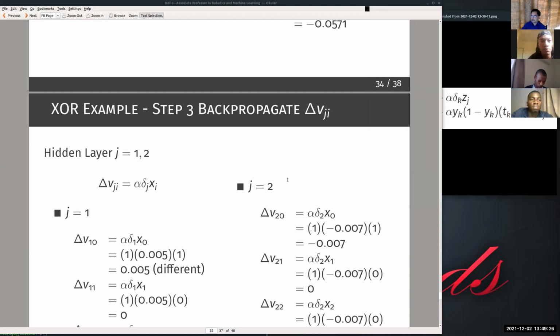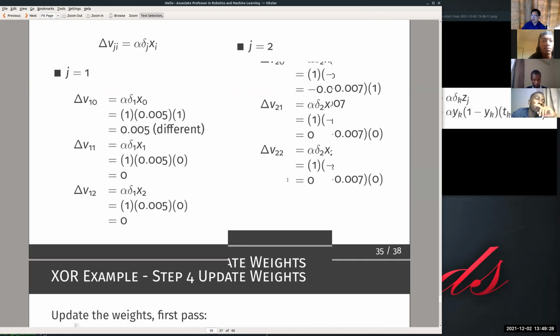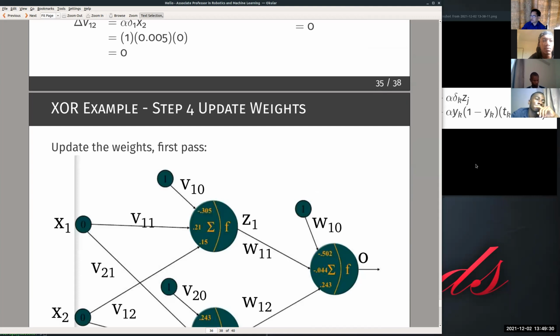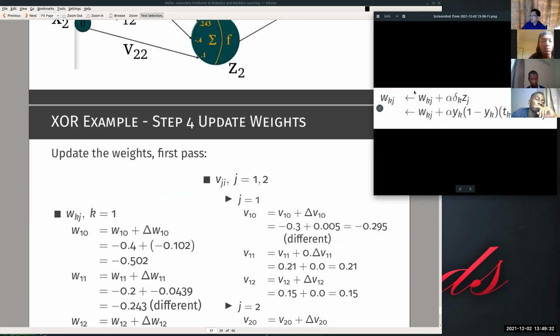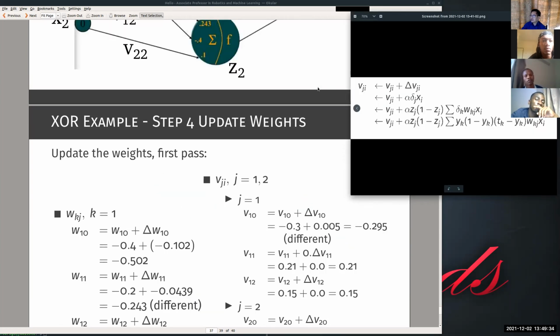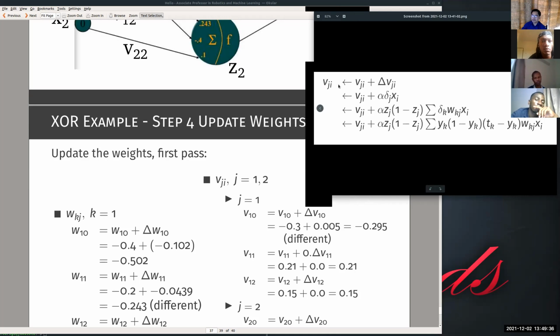Okay. So should we continue? I think you understand already. So all of these are just pure substitution. So we move on to update your V's now, on the hidden layer, on the input layer.